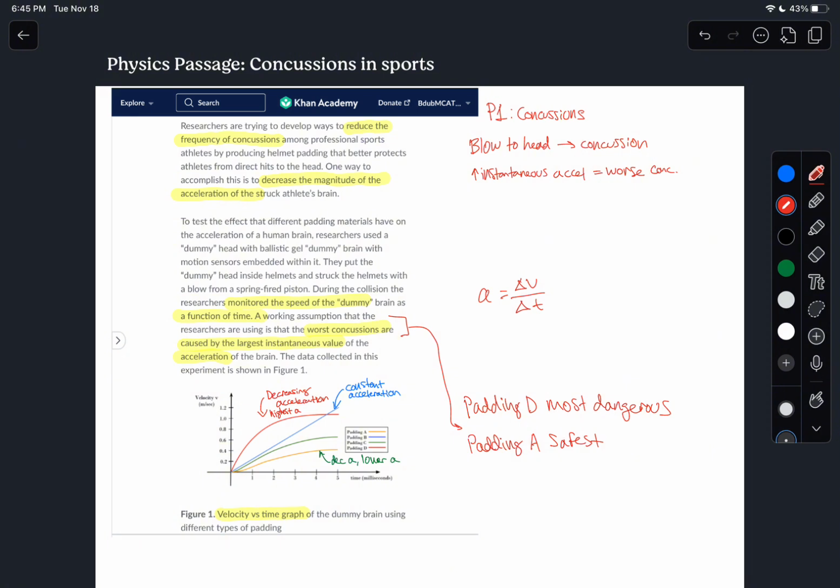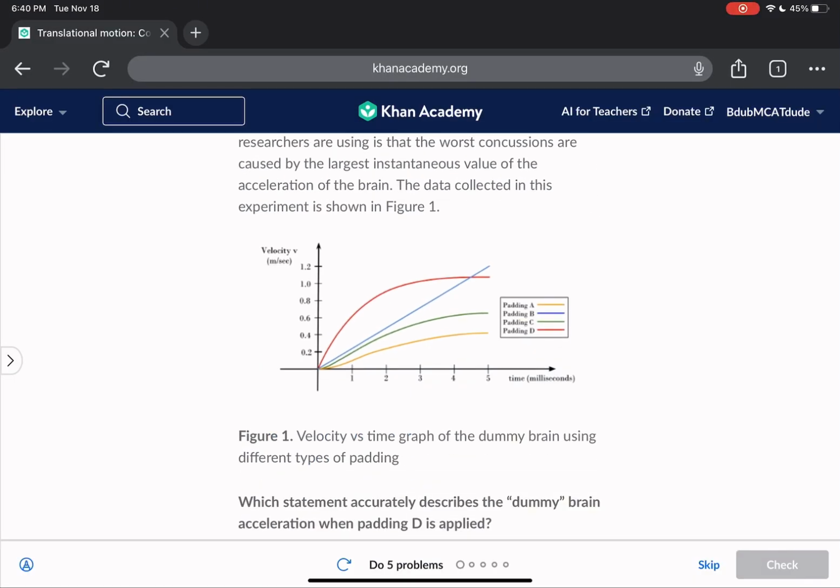Every time I'm working on a passage, I make sure to write a quick little summary and title, usually 1 to 2 sentences to orient myself in case I need to reference it later on. I also made a quick note of the most dangerous and safest pads based on the experimental parameters, anticipating they're probably going to ask about it in one of the questions. Now that we've analyzed the passage and made some notes, we can move on to the questions. Feel free to pause anywhere in the video if you want to answer these yourself and read the passage.